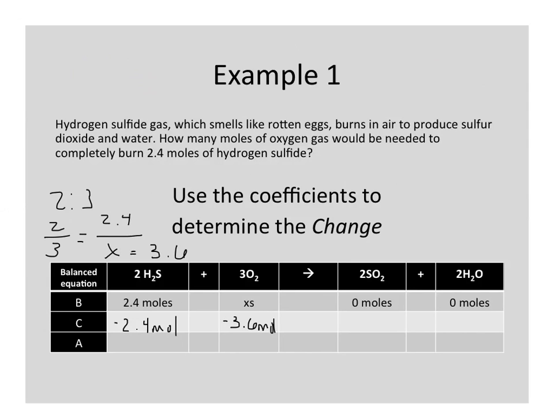Now, we have a 2 to 2 ratio for our products, so the amount of moles used here is going to be the amount of moles that we gain here. So we're just going to put in 2.4, and these are positive numbers because we are making them, we are adding them, so sometimes we put a little plus symbol in there.